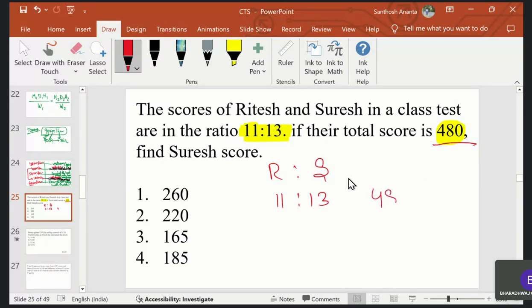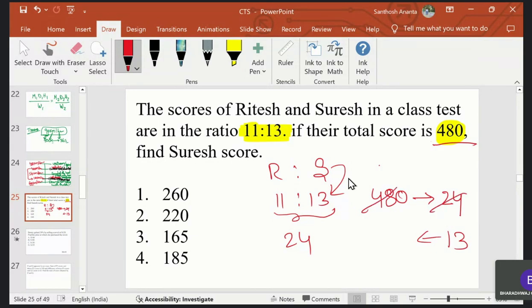The total score in terms of value is 480, and the total score in terms of parts is 11 plus 13, total 24 parts. We equate these two. If 24 parts value is 480, find Suresh's score. Suresh's score is how many parts? 13 parts, right? Now find out the value of 13 parts.